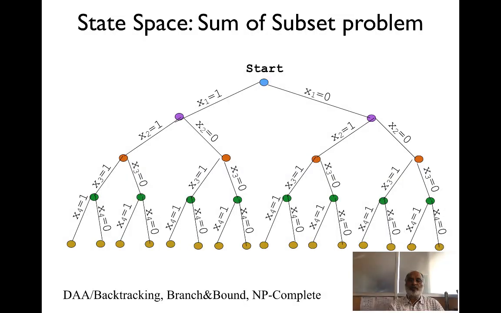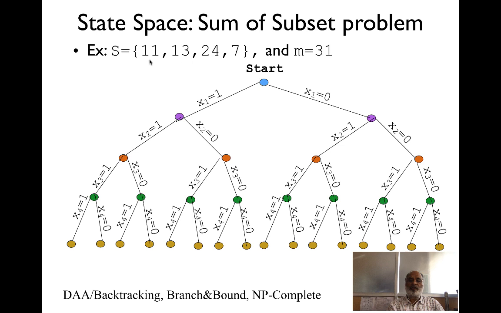Now, in sum of subset, we are given 4 elements in the set: 11, 13, 24, and 7, and we need to find those elements whose sum comes to 31. For each element, we have a choice whether we select the element or don't take it. So, for each element, we assign a tuple variable: x1, x2, x3, and x4.